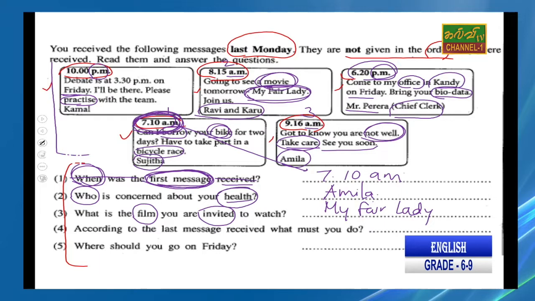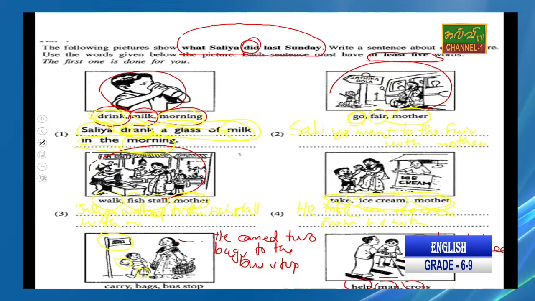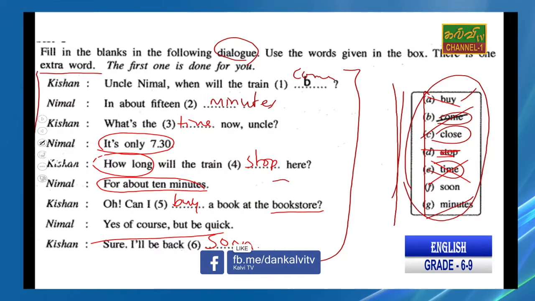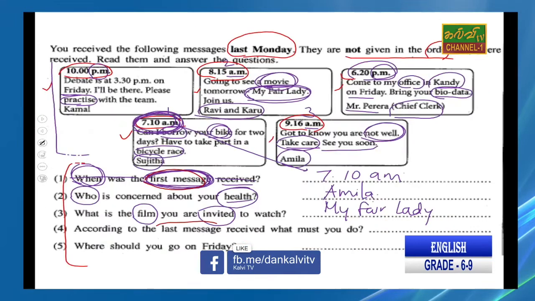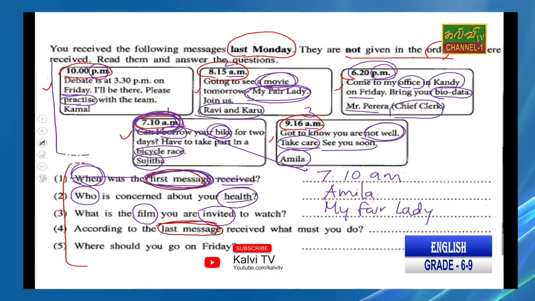Can we go to the next one? According to the last message, this is the first message. This is the last message. First of all, we find the last message. According to the last message, where is the last message? Here is the 10 p.m. Here is the 6:20 p.m.